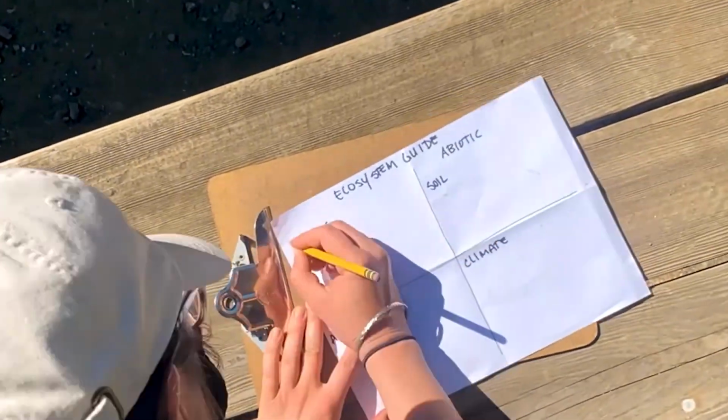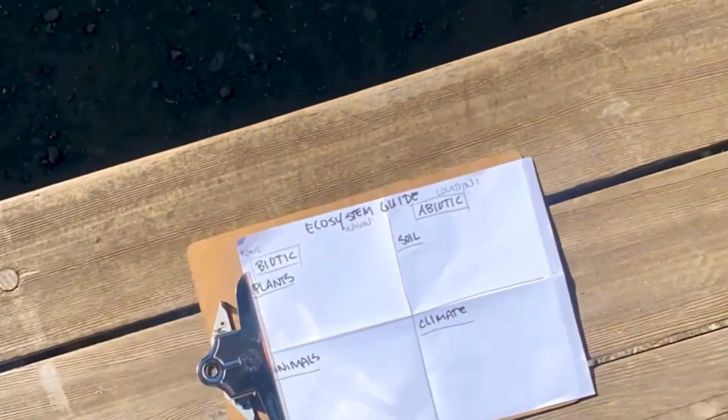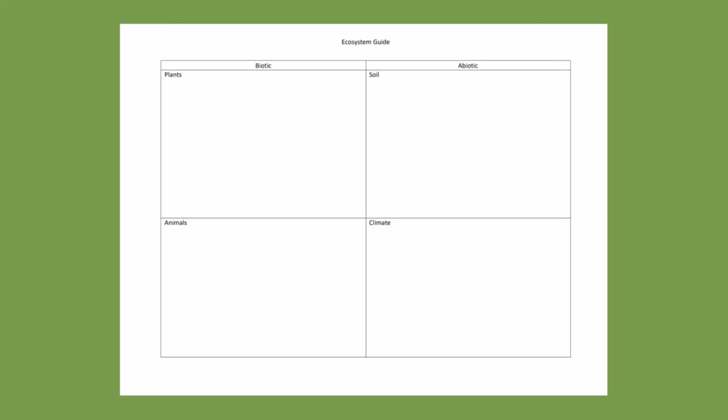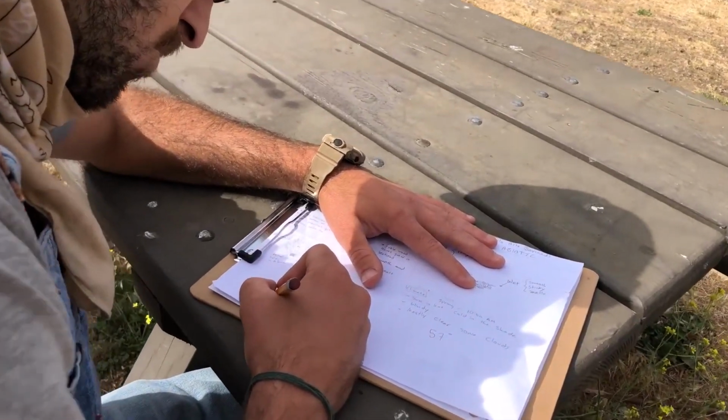We're going to use a guide to capture our observations of the ecosystem we're exploring. The guide is split into 4 sections, including 2 biotic and 2 abiotic sections. Together, we'll explore each section at a time.